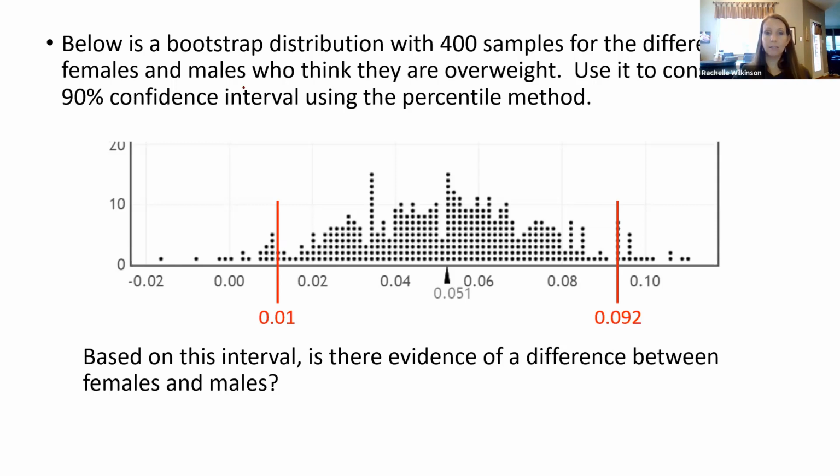In this case, we can see our interval goes from 0.01 to 0.092. 0 is not in that interval, which means that there is evidence of a difference, because no difference is not plausible. Make sense? So yes, there is evidence of a difference.